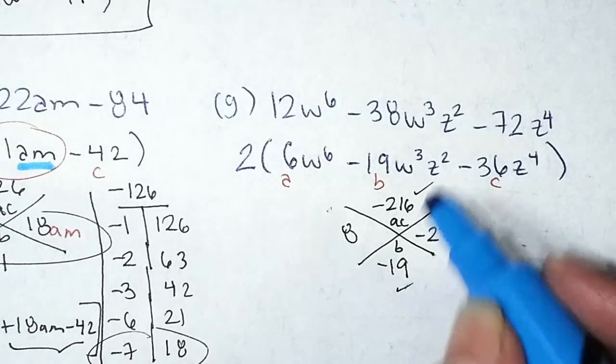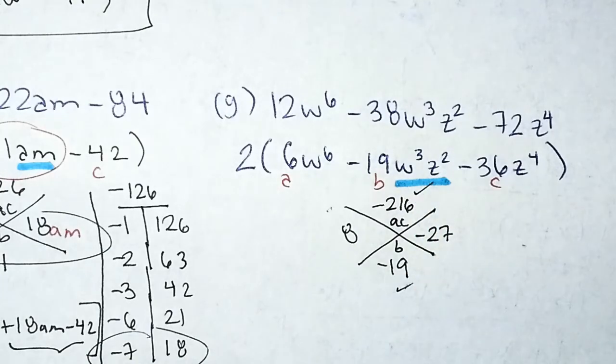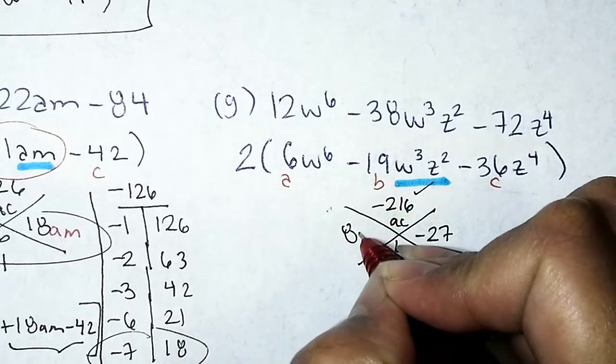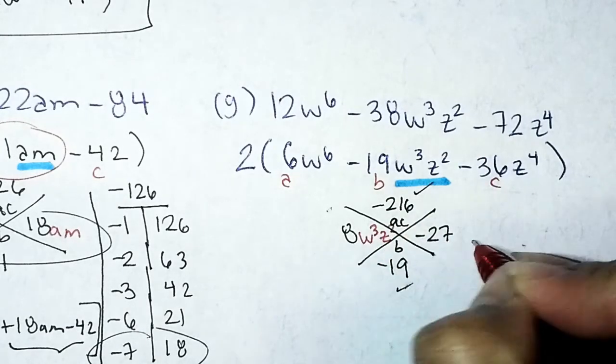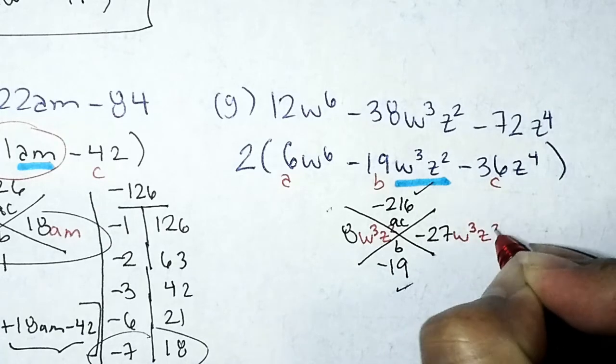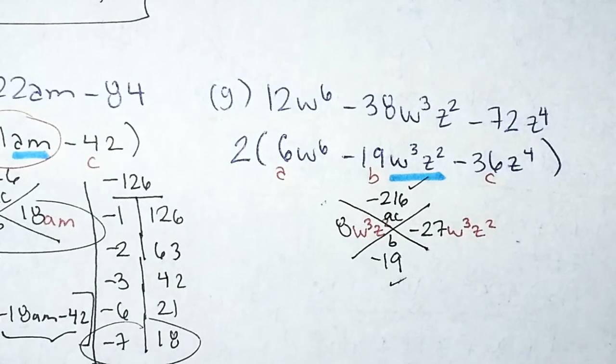The variable part of the middle term reads w cubed z squared. So check it out. When we split the middle term, let's go ahead and attach those w's and z's. I don't have enough space. It's okay. I will make space below.